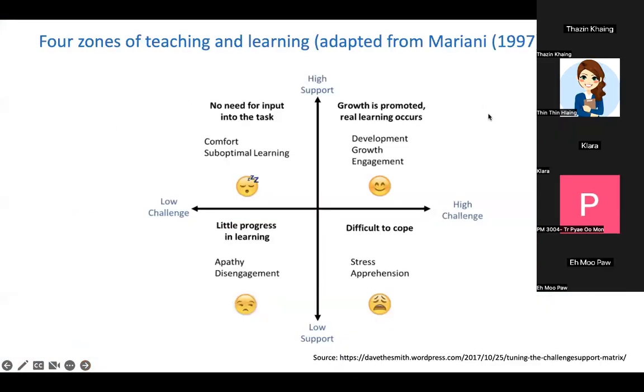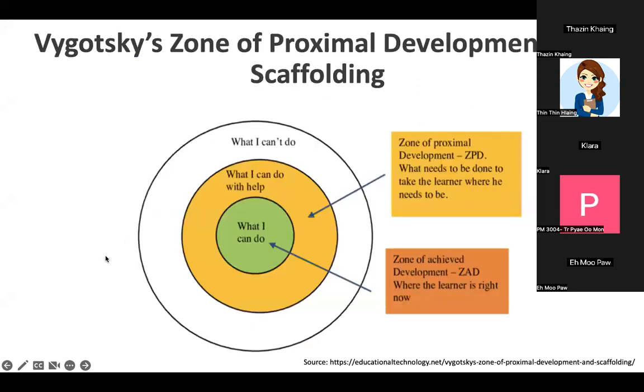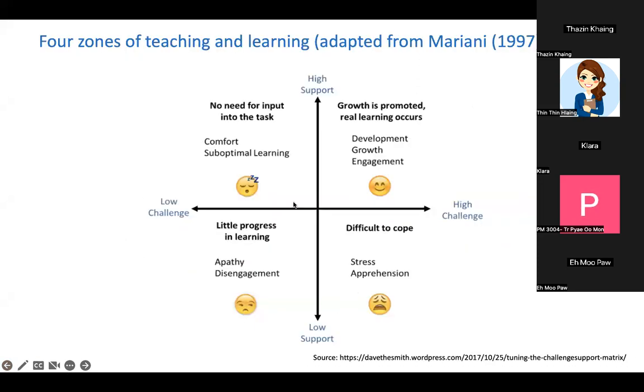So to answer these questions, I would like to show you the 4 zones of teaching and learning, which is adapted from Mariani, 1997. We will start looking at this zone, which is high challenge and low support. So let's look at this kind of classroom, high challenge and low support. The teacher creates challenging tasks, but with inadequate support.